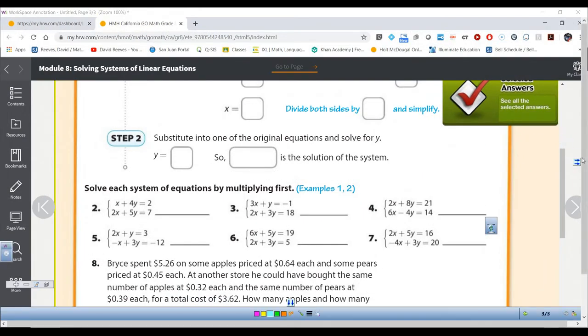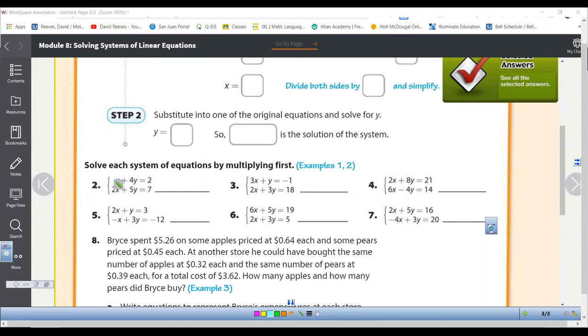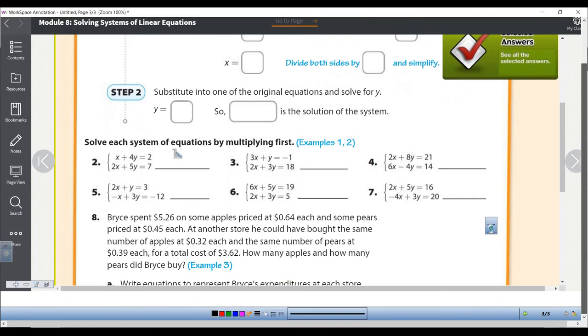So I just want to model that for you here. Again, I'm not going to be solving all these problems, but I am looking to create a pair of opposites. And again, I'm going to look for the easiest possible one. So what do I have here? I have 1x and I have 2x and I have 4 and 5. Well, 5 is not a multiple of 4, but 2 is a multiple of 1. So I'm going to take this top equation and multiply it by -2. And when I do that, I get -2x minus 8y equals -4, because remember, you have to distribute it through everything. And what do you have right here? A pair of opposites.